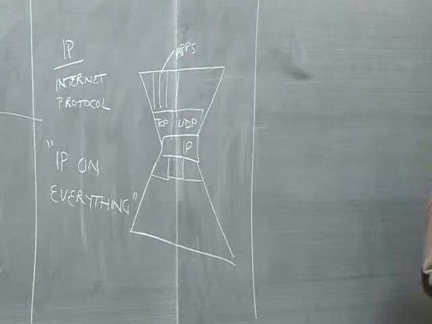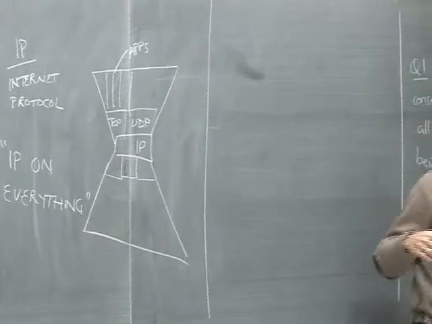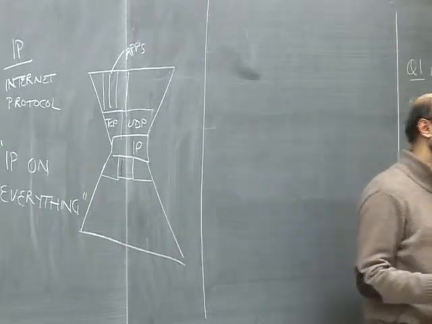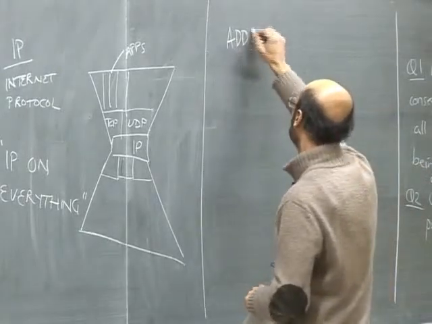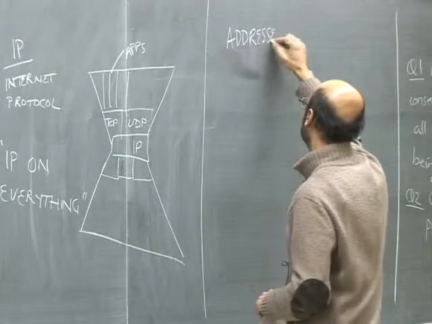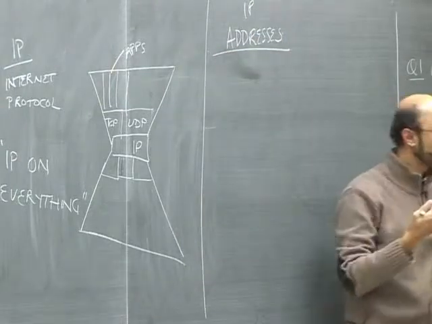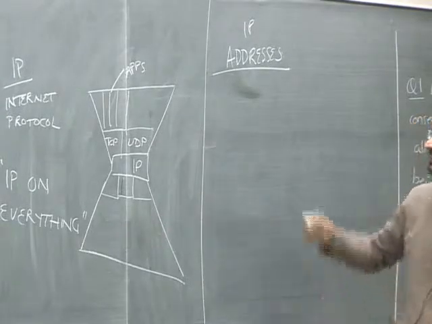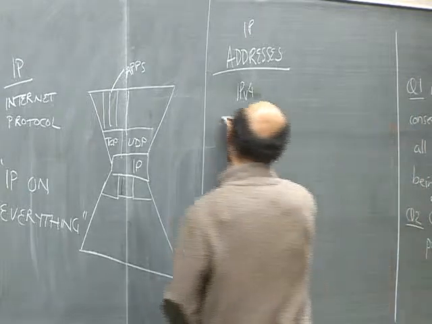One aspect of IP is forwarding packets. One aspect of IP is actually the routing protocols that come with IP. But the aspect I'm going to focus on right now is what I call IP addresses. And these addresses follow the hierarchical rule that we talked about. So an IP address, or IPv4 address to be more precise, is 32 bits long.